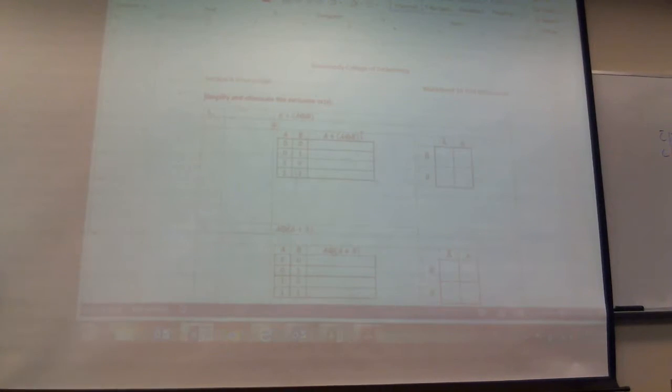Certainly for these first couple that we're looking at, we don't have any rules that could simplify it any further. So we've used the truth table, the Karnaugh map method.